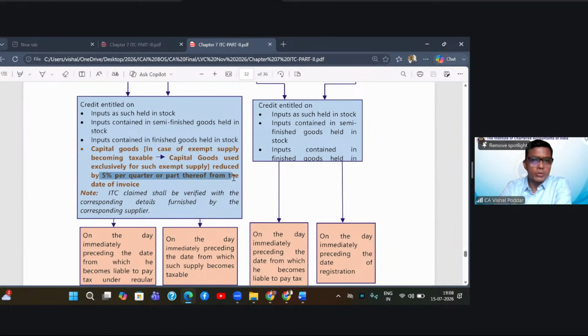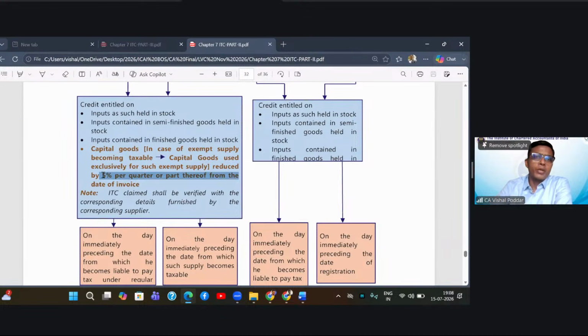Since you have used these goods already for some period of time, let us say I've used these goods for 3 quarters. I had purchased them and have been using them for 3 quarters till today, and today I'm switching from exempt to taxable. Then, if I had paid 1 lakh rupees as GST on these capital goods, I cannot take the entire 1 lakh as credit. I will have to reduce that 1 lakh, which is the total credit of these capital goods.